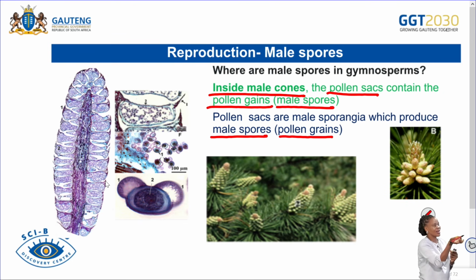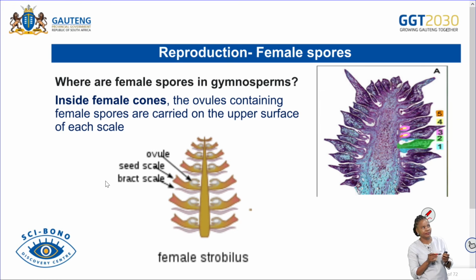So this is actually what is happening. So in the male cones, that's where we are getting what? That's where we are getting the pollen sacs. And then the pollen sacs are the ones which are containing what? The pollen grains. And the pollen grains are the male spores. And then the pollen sacs are the male sporangia, which produce the male spores, and we said the male spores are the pollen grains.